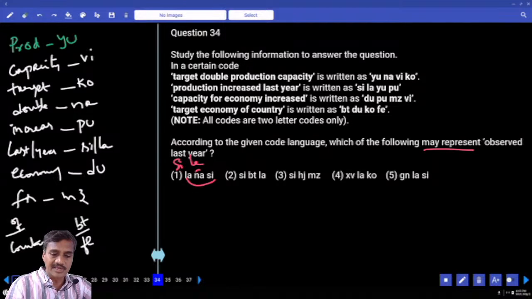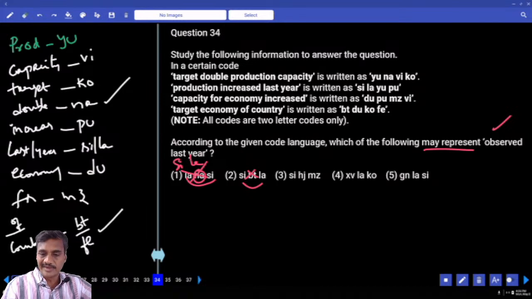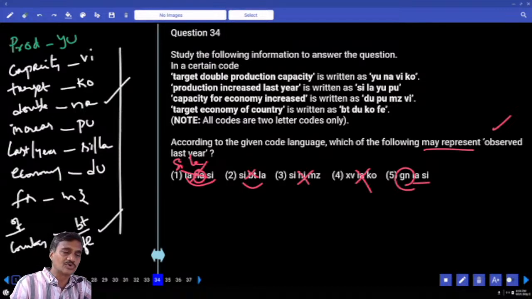Can NA be the code for the word observed? No, because NA is the code for the word double. It cannot be the code for observed. SILA, BT cannot be the code for observed because BT is for either of or country. And LA is not there, SI is not there. SILA, GN is not given as the code for any one of these words. It can be the code, choice 4, question 34.